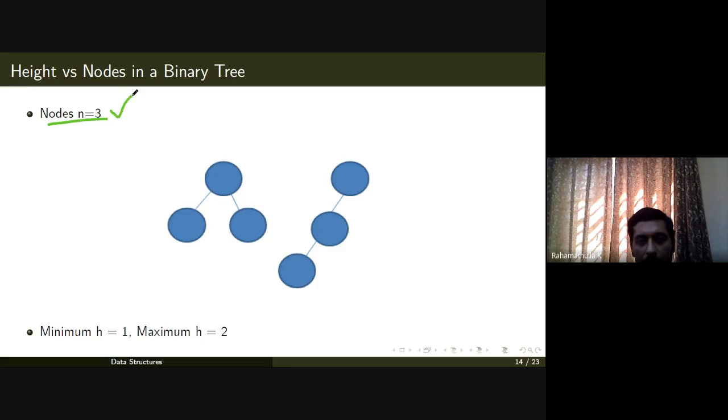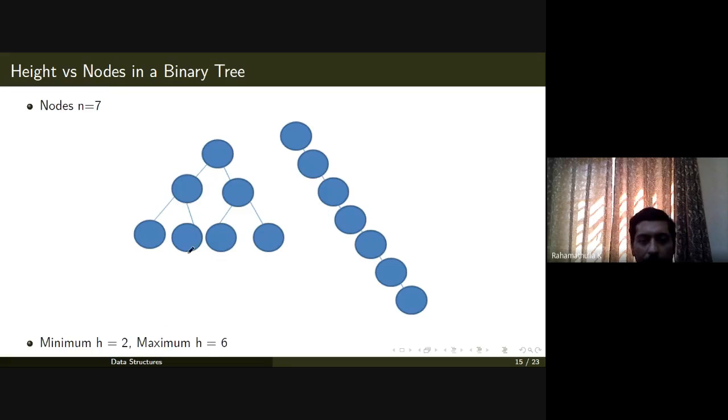Let's say you have the number of nodes equal to 3. Then what is the minimum height that you can generate? Minimum height is, for example, height equal to 1, and the maximum height with number of nodes 3 is 2. And what are the minimum and maximum heights you can generate with number of nodes equal to 7? So this is the minimum height you can generate with all the nodes.